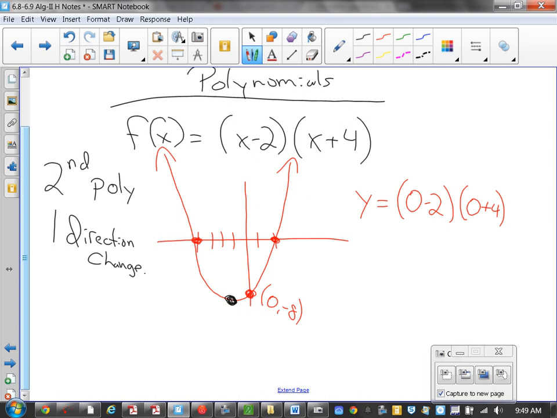Okay. When it's a second degree, that place where it changes direction is at its vertex. So we would call that either its maximum or its minimum. In this case, it's a minimum. All right. In your calculator, you could find that. Do you remember how?